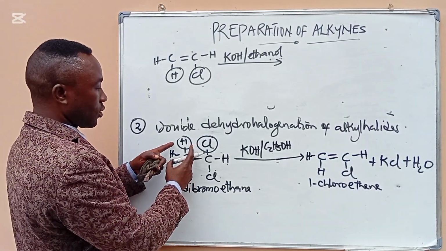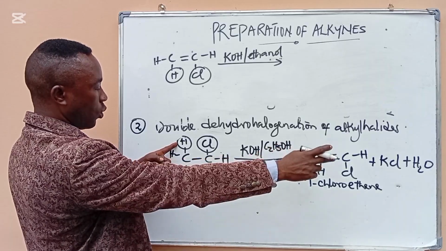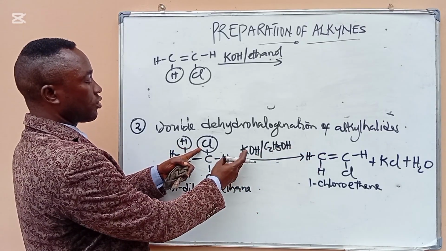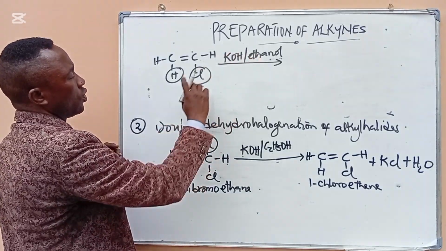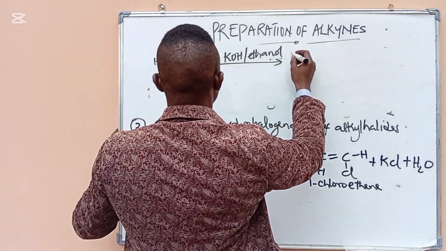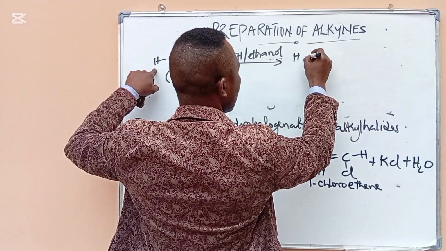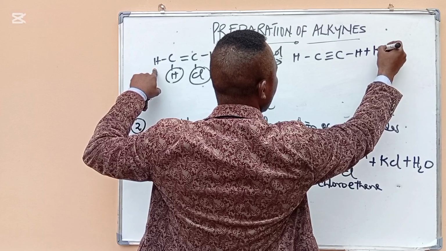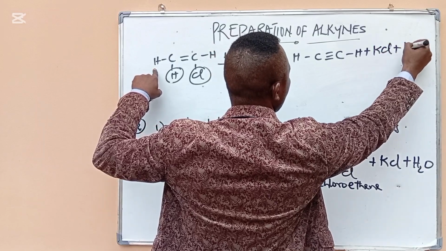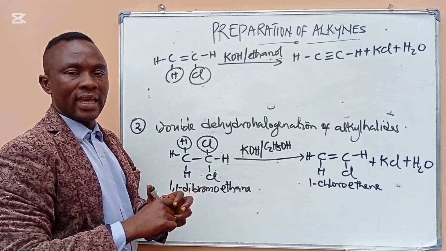Remember, when this one goes, it goes with what? OH to give you water. Then the Cl will go with what? Potassium to give you KCl. So from here, what we'll have is these two groups going off. We'll have C triple bond CH plus KCl plus H2O. So that is what? That is ethyne.